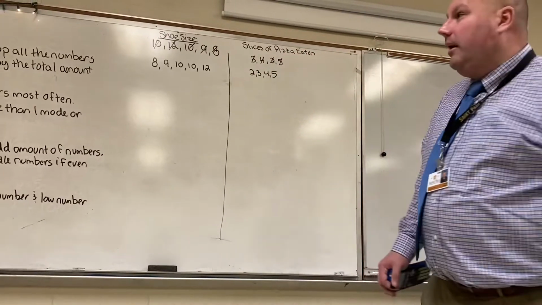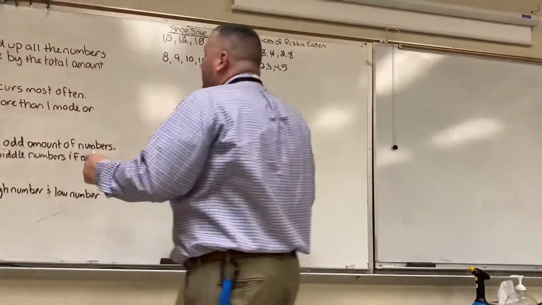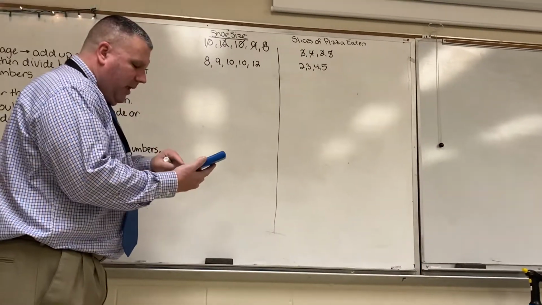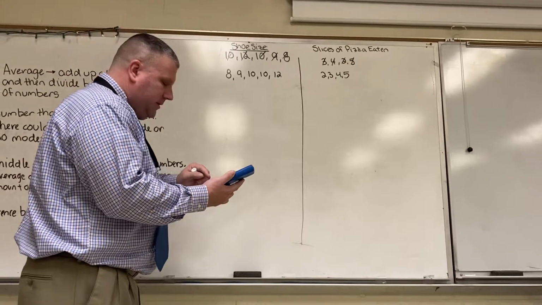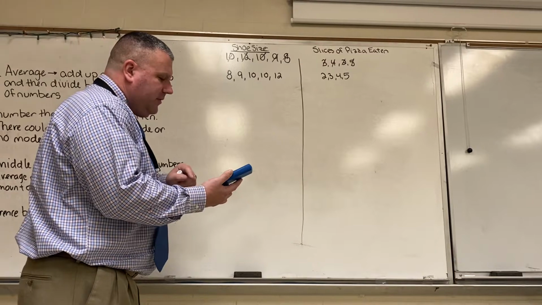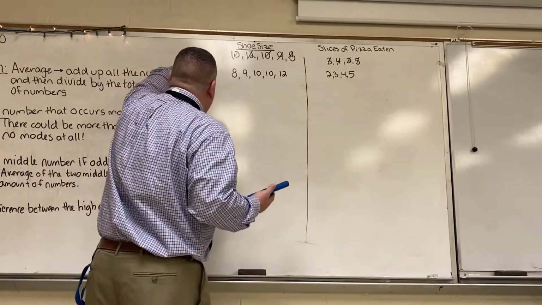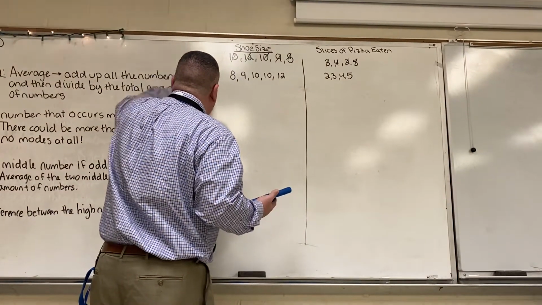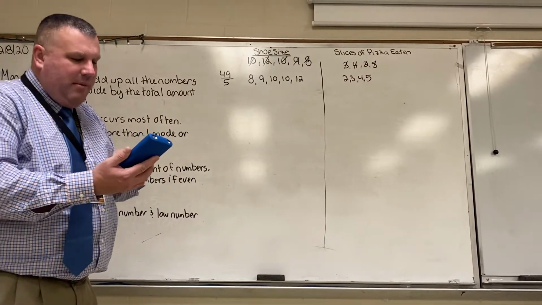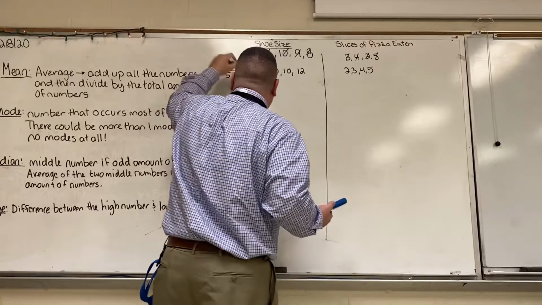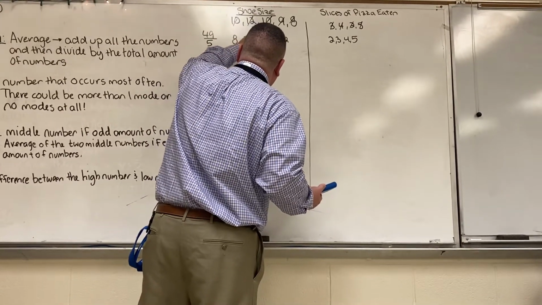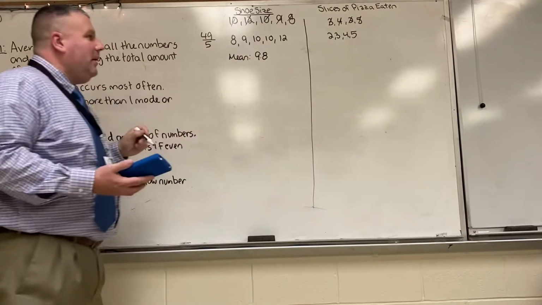Now, let's take a look. The mean is the average. So I'm going to add these up: 8 plus 9 plus 10 plus 10 plus 12. The total for this is 49. And I'm going to divide it by 5, because there are 5 numbers. 49 divided by 5 is equal to 9.8. So my mean is 9.8. That's the average number.